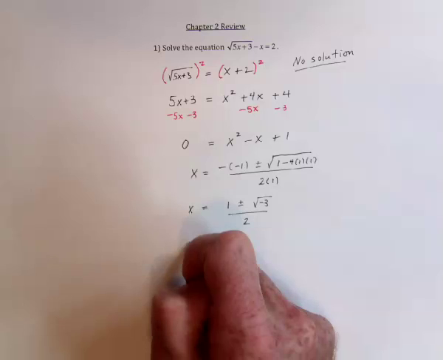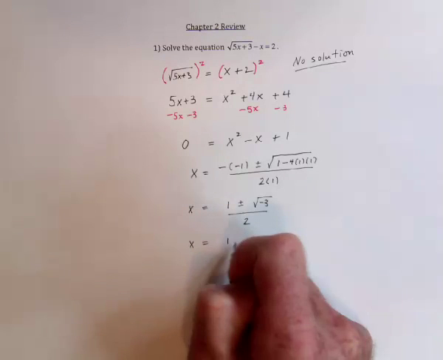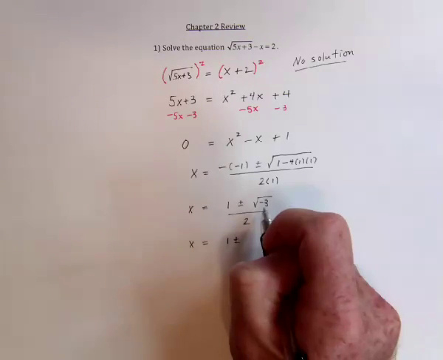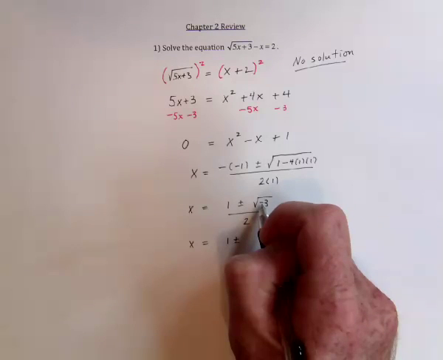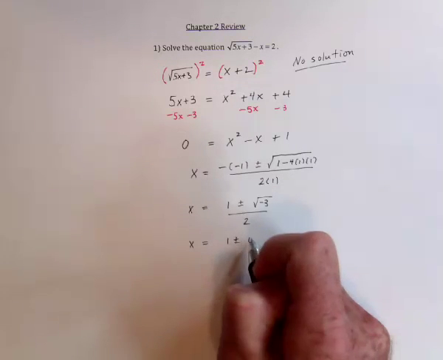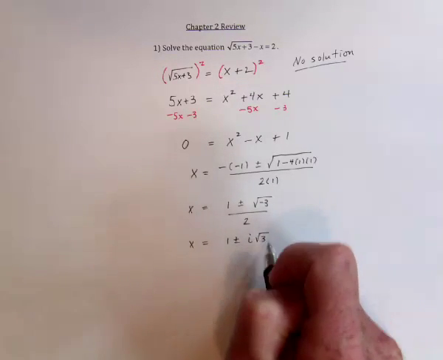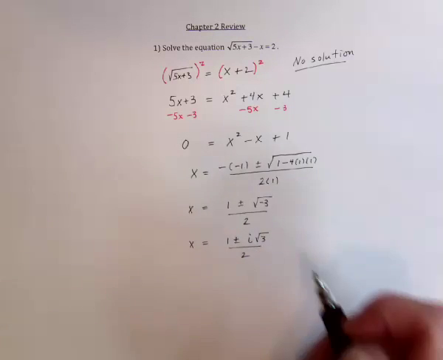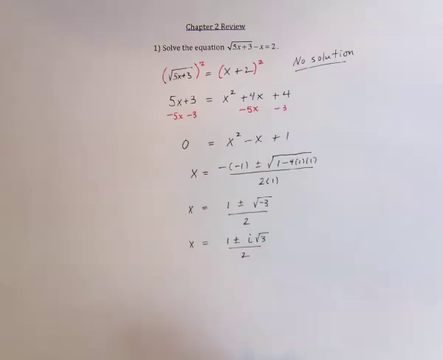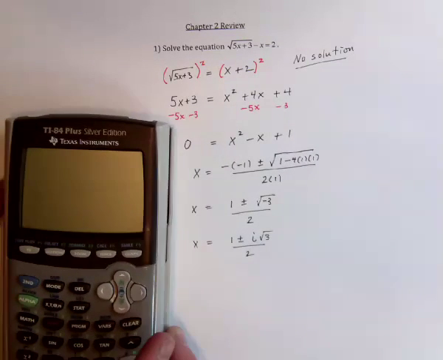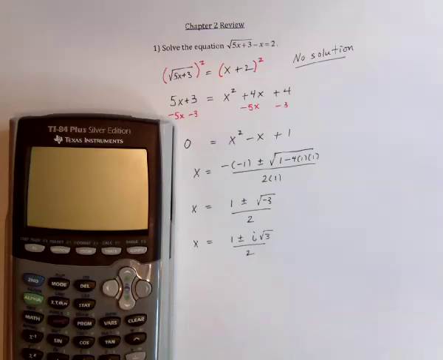If we were going to deal with complex numbers or imaginary numbers, then we'd only have one more step where we say, well, the square root of a negative 1 is an i, and then we would have the complex number solutions. Now I want to graph this and verify that there are no real number solutions.